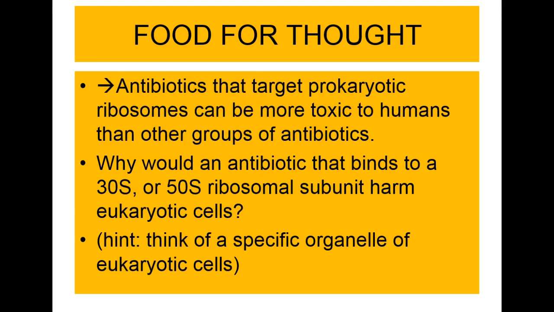Antibiotics that target prokaryotic ribosomes can be more toxic to humans than other groups of antibiotics. Why would an antibiotic that binds to a 30S or 50S ribosomal subunit harm eukaryotic cells? Think of a specific organelle found in the eukaryotic cell.